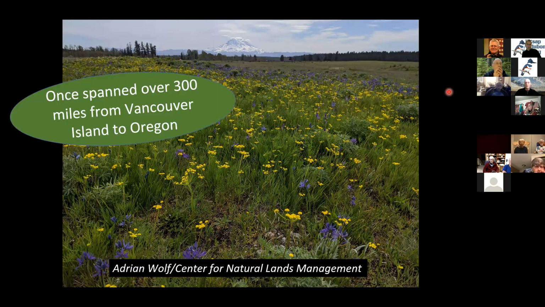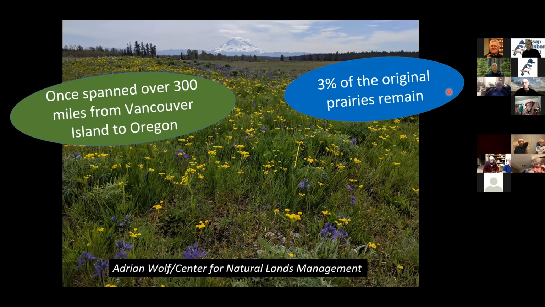One time, this kind of ecosystem spanned all the way from Canada to Oregon, basically along-ish the I-5 corridor. All right, what we have left today because of development is only about 3%, just a handful of square miles remaining of the original prairies. And as you can imagine, that's put a huge dent in the biodiversity, the plants and animals on the prairies.